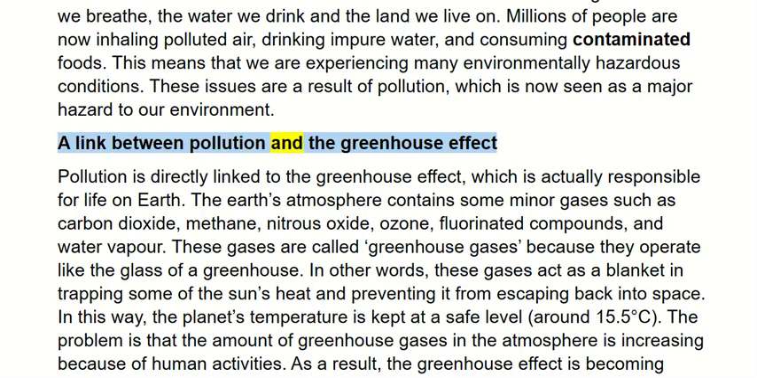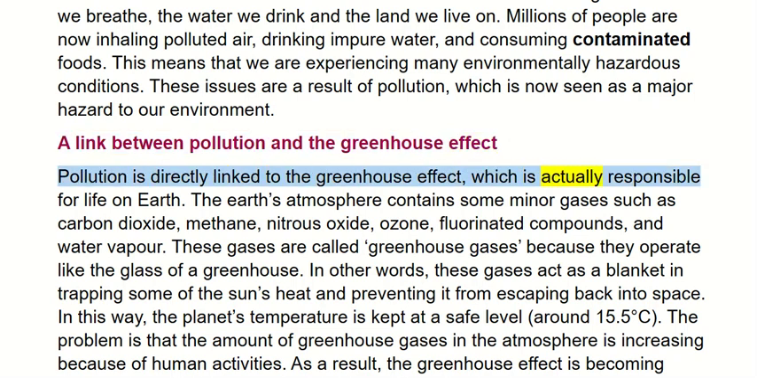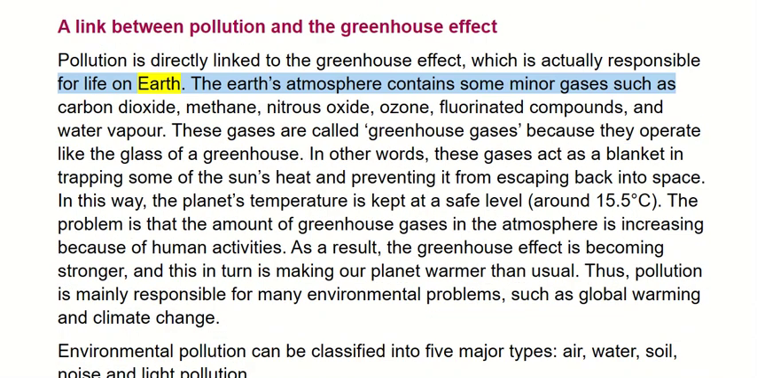A link between pollution and the greenhouse effect. Pollution is directly linked to the greenhouse effect, which is actually responsible for life on Earth. The Earth's atmosphere contains some minor gases such as carbon dioxide, methane, nitrous oxide, ozone, fluorinated compounds, and water vapor. These gases are called greenhouse gases because they operate like the glass of a greenhouse. In other words, these gases act as a blanket in trapping some of the sun's heat and preventing it from escaping back into space. In this way, the planet's temperature is kept at a safe level, around 15.5 degrees Celsius.